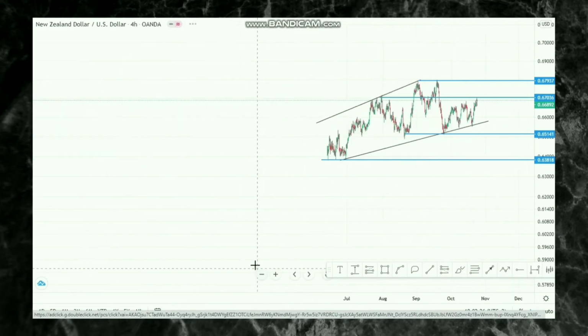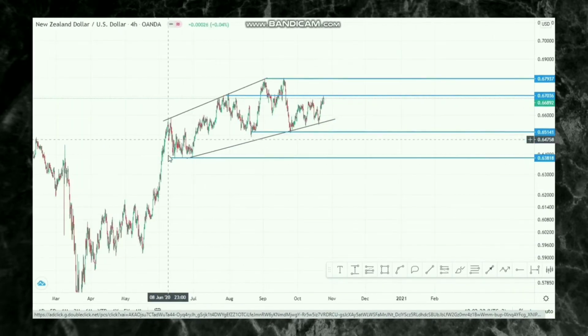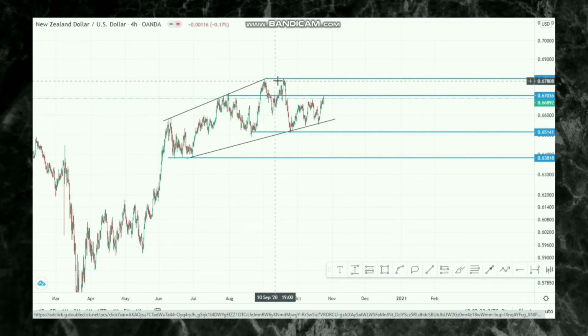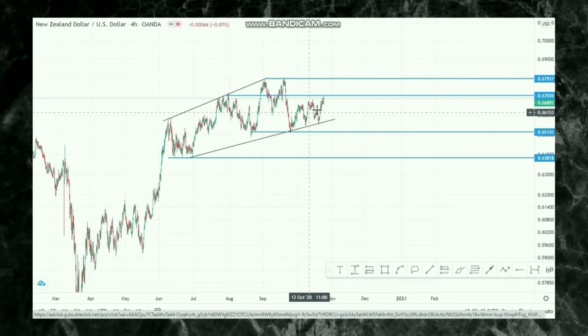Diving into the 4-hour time frame, we realize that NZDUSD has been channeling like this to the upside, then formed a double top here, which pushed it impulsively to the downside. Now it has been correcting again. It impulsively moved to the downside. Now it's been correcting again.